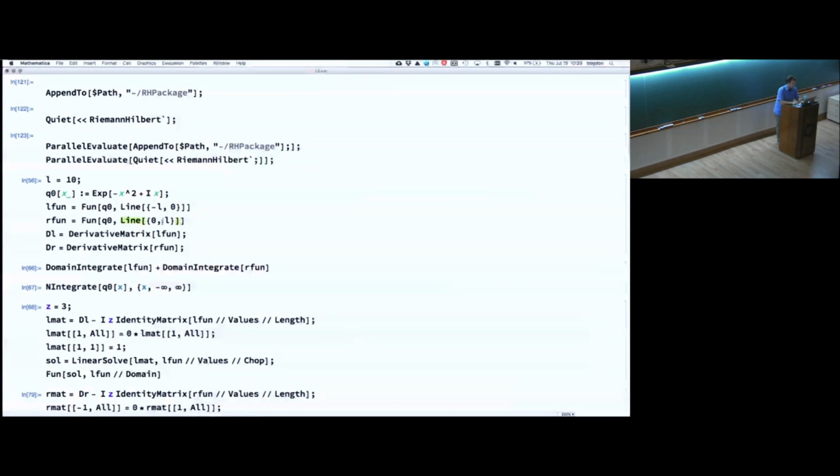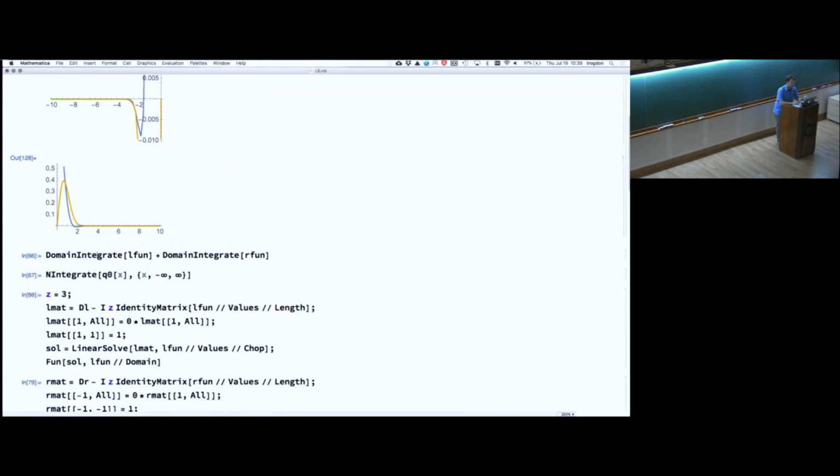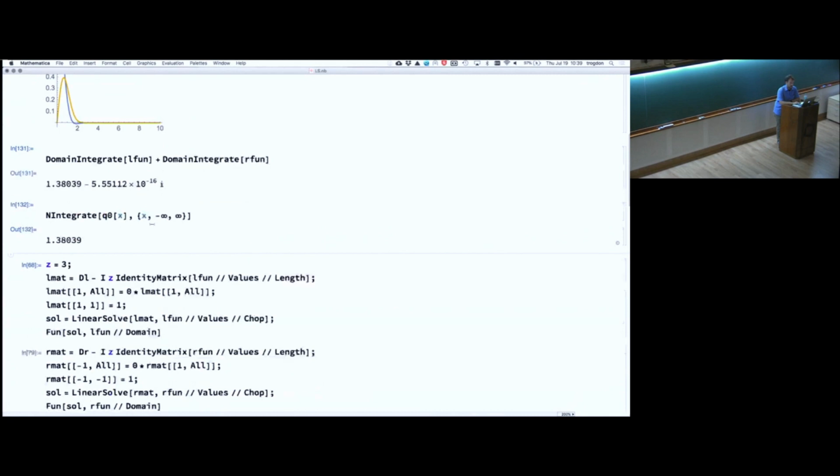Okay, so let's load that. And then let's just check. There's a domain integrate, so I integrate my left fun plus my right fun. I should approximate the whole line integral. Right. So we see that, yes, integrating these two funs separately gives us the whole line.